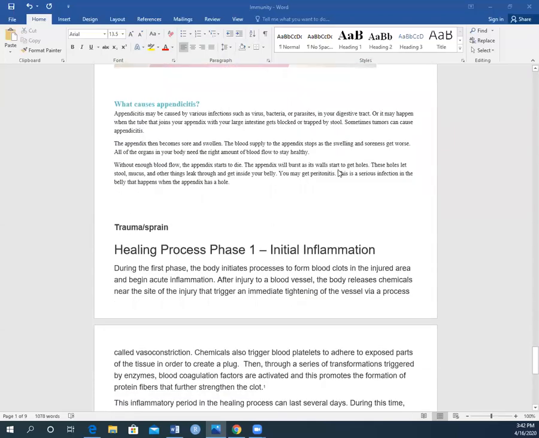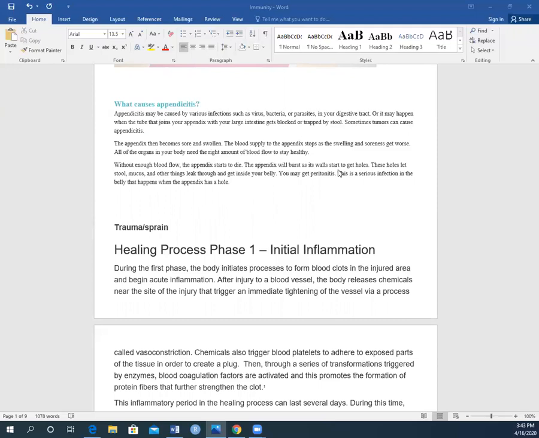Okay. Appendicitis. So appendicitis is swelling of the appendix caused usually by a viral or bacterial infection, but it can also be caused by a blockage, usually of a stool blocking the appendix. Also could be caused from tumors blocking the appendix. The appendix then becomes sore and swollen, and blood supply can actually stop flowing to the appendix, which can cause the appendix to start to die.